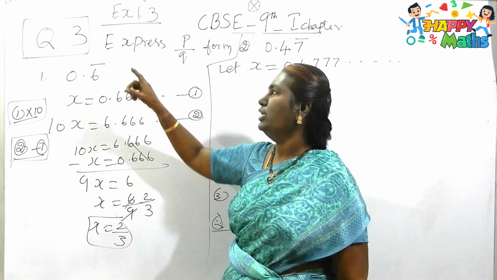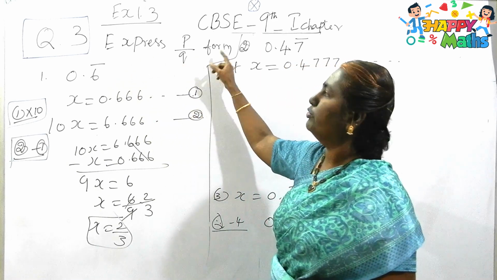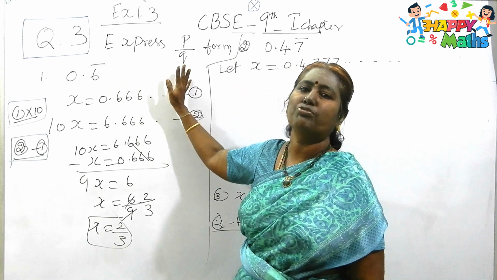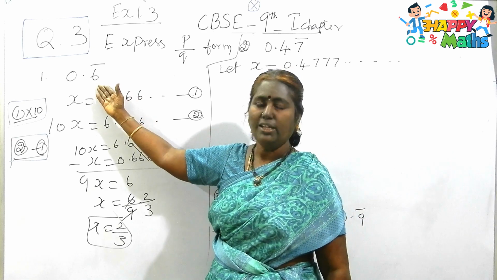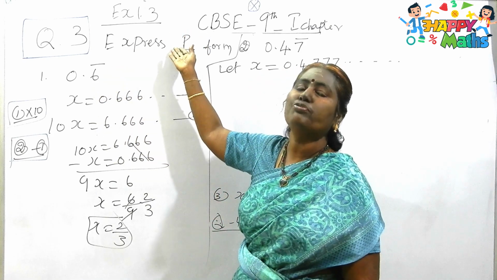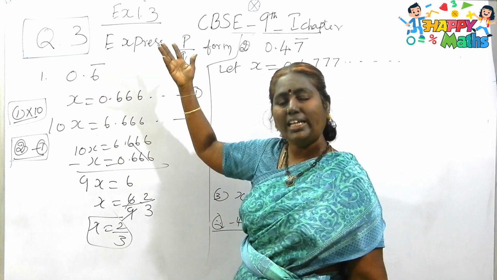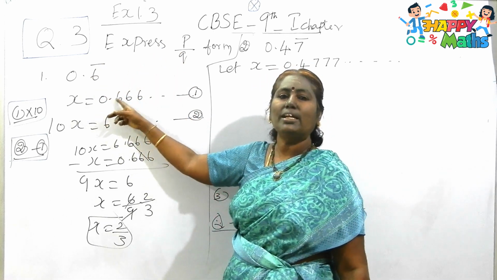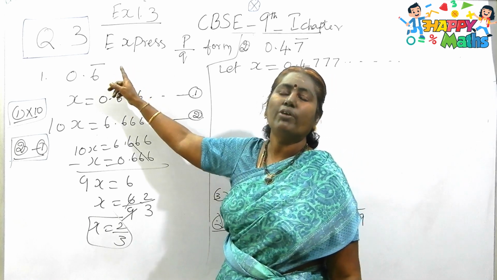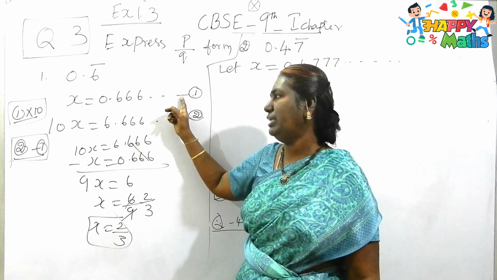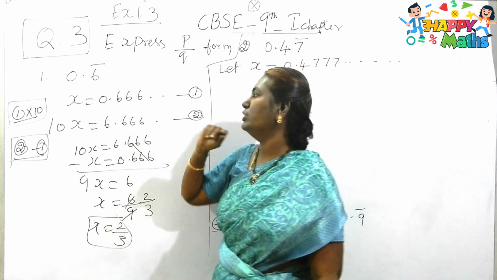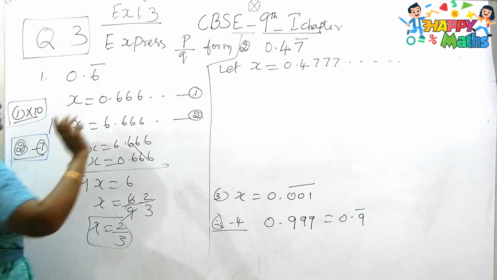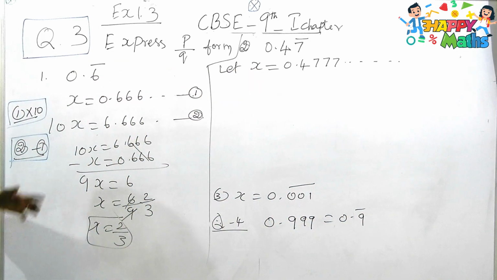0.6 bar is given. You have to express it in p by q form, that is, in a fraction form. This is a recurring decimal. You have to convert it into fractional form. We know recurring decimals very well, because if they have given you a bar, that number will be repeated. If only one number has a bar, one number will be repeating. So I am taking x equal to 0.666. This is my equation number 1. It is very easy.